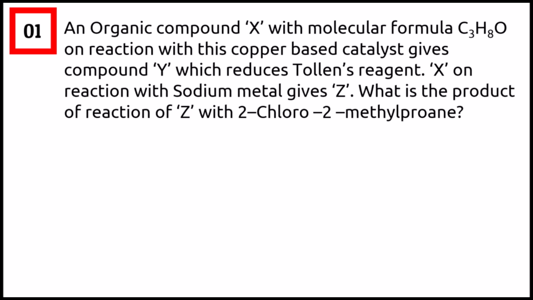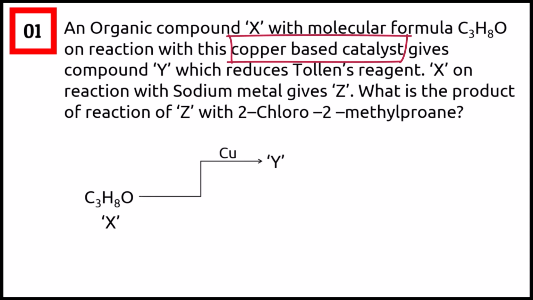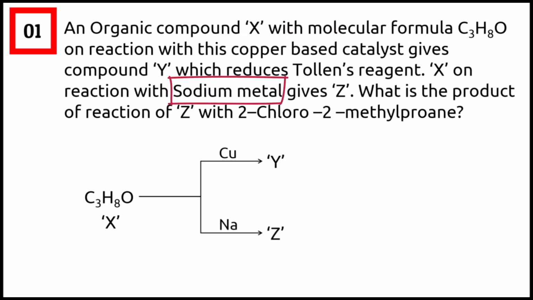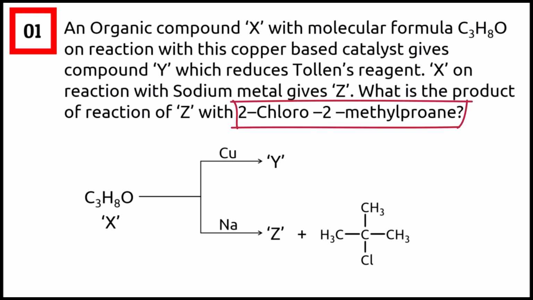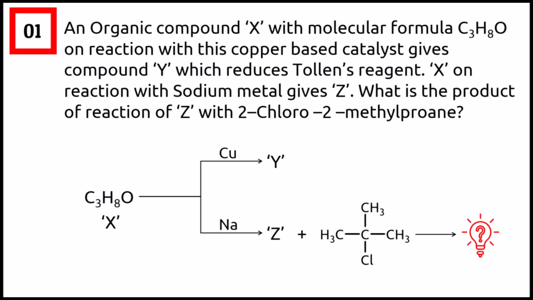In this question, we have a compound X with molecular formula C3H8O, which reacts with a copper-based catalyst to give a compound Y. In another reaction, compound X reacts with sodium metal to give compound Z. Now, compound Z further reacts with 2-chloro-2-methyl propane, and we have to find the product formed in the reaction between compound Z and 2-chloro-2-methyl propane. Now, this is our reaction path.